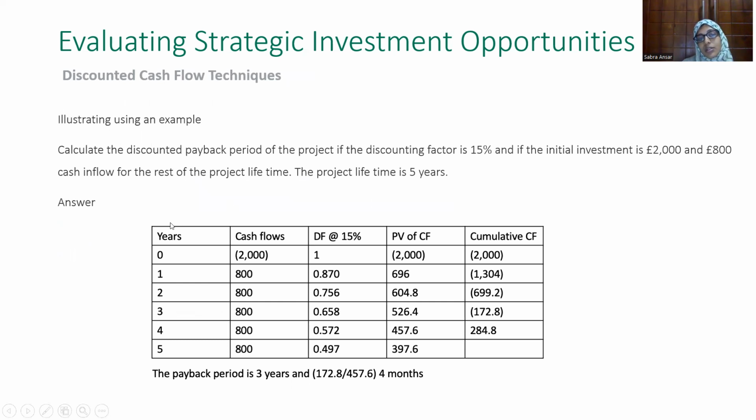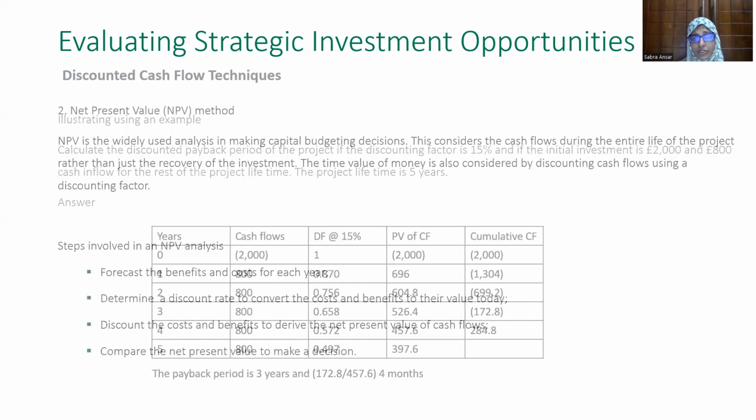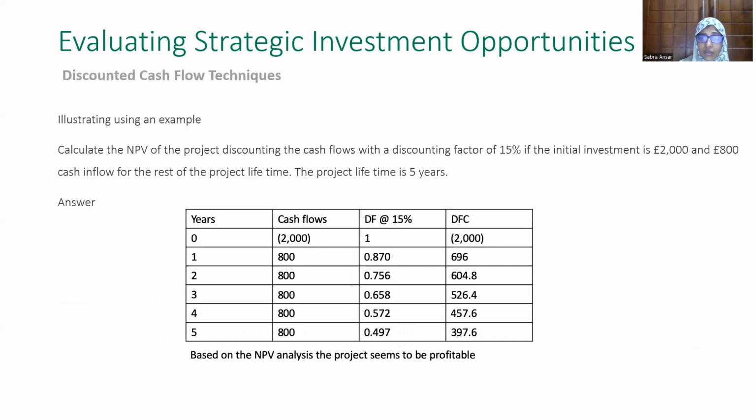So here, in cash flow, we included a discounted factor of 15%, the present value was calculated, then the cumulative cash flow was calculated. Now when we look into the NPV, the discounted cash flow is included here and then added up. A summation is checked to see whether it's a positive or a negative value. This is a positive value, so obviously it's profitable.